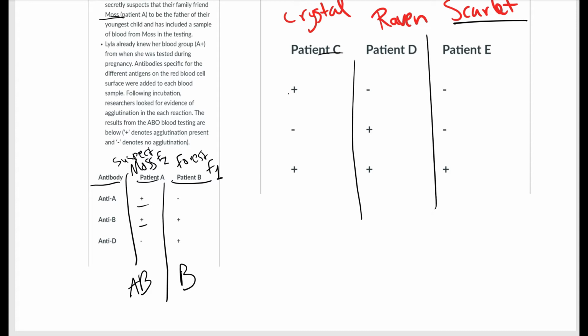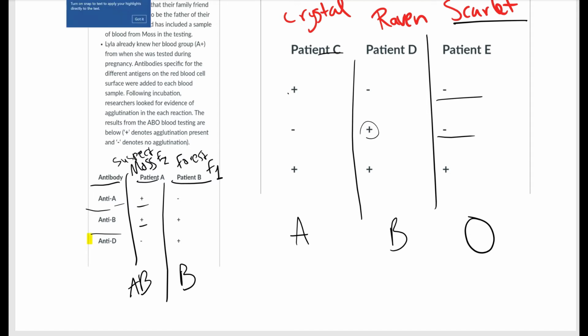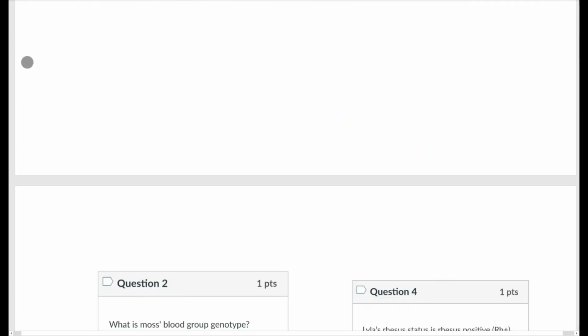We have agglutination in A, so that's blood group type A. In none of them, because these are related to those, so that's group O. Now you might be wondering, what about this one? Okay, so to go to this one, now we have to learn about antigens.